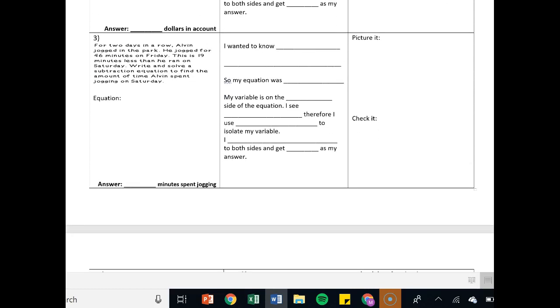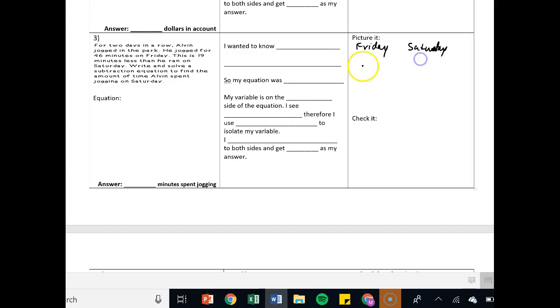Question number 3. It says, for 2 days in a row, Alvin jogged to the park. He jogged for 46 minutes on Friday, and this is 19 minutes less than he ran on Saturday. Write and solve a subtraction equation to find the amount of time Alvin spent. So we know on Friday he jogged. We know on Saturday he jogged.